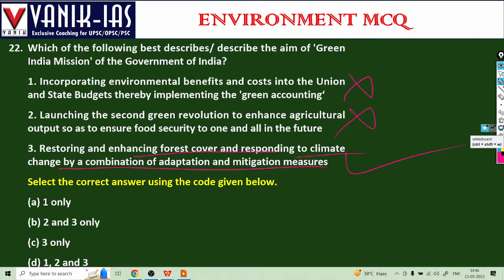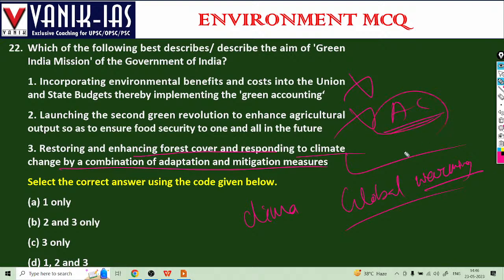What do you mean by adaptation? By adaptation, you exist in the same environment conditions, for example, climate change or global warming. What is adaptation regarding global warming? If atmospheric temperature is increasing, you are purchasing an air conditioner or AC, that is adaptation. You exist in the same environment, but you are not feeling the effect of global warming. What is mitigation? Mitigation is when you plant a tree, you address the original concern.